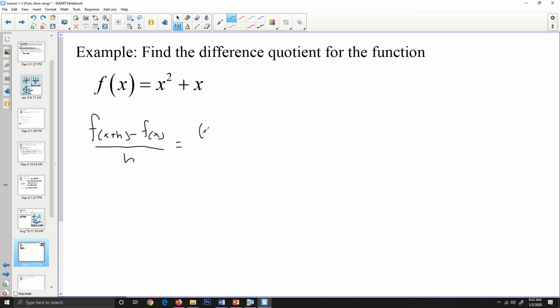So the x squared becomes x plus h squared, and then the x becomes x plus h. And from that, we're going to subtract f of x, which is just x squared plus x. And that's going to be all over h. And so this is the difference quotient.